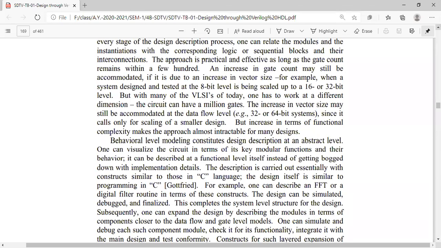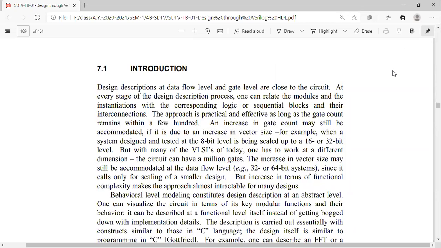Just if we go with the introduction, we'll see this introduction once. So design description at the data flow level and the gate level are close to the circuit. At every stage of the design description process, one can relate the modules and the instantiations with the corresponding logic or sequential blocks and their interconnections. Okay. This approach is practical and effective as long as gate count remains in a few hundreds.